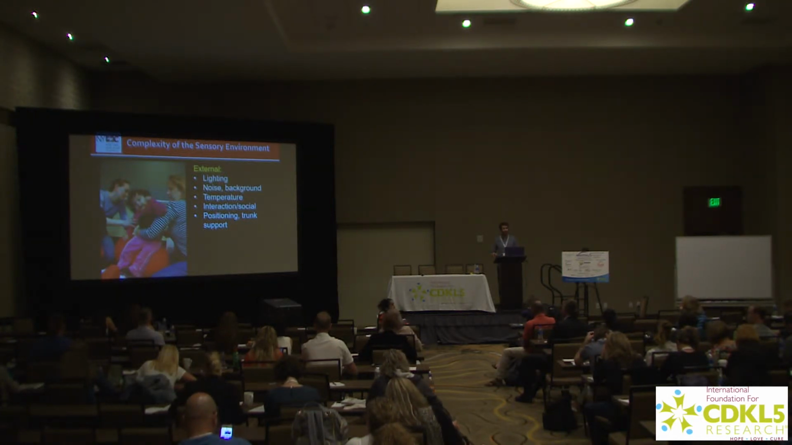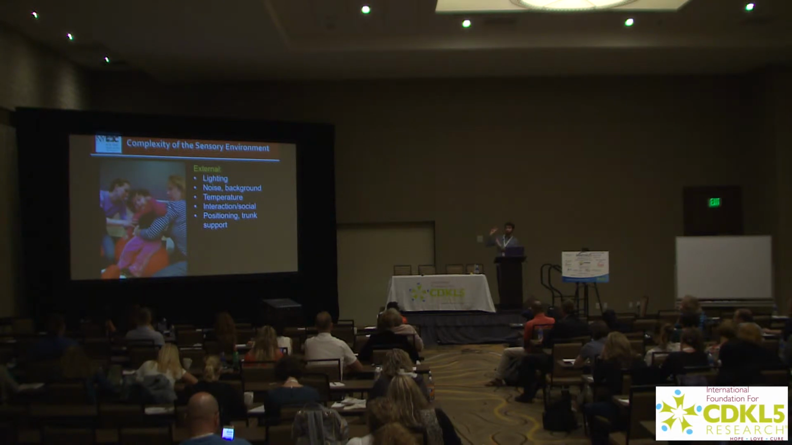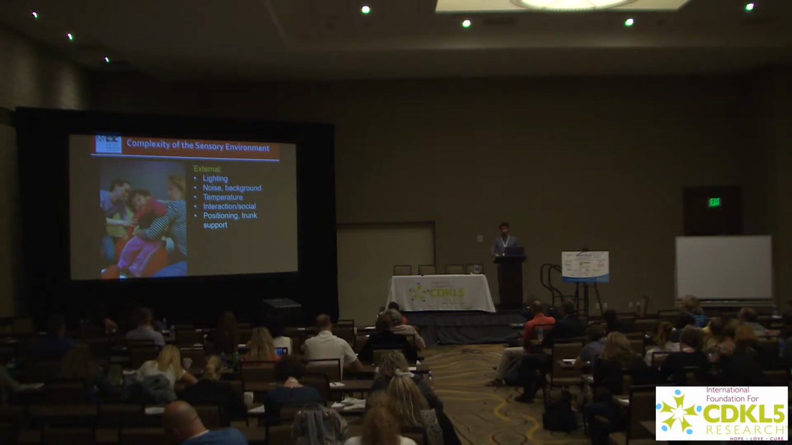Interaction or social exchange: if someone's talking to your child or touching or interacting with them, they may not be able to use their vision as efficiently because there's an increase in the multisensory complexity that's happening. There's just too much going on, so I'm turning my vision off. And positioning and trunk support is huge. It's a really important one. So that's one where vision really needs to work together with PT and OT to maximize the best positions for different activities.